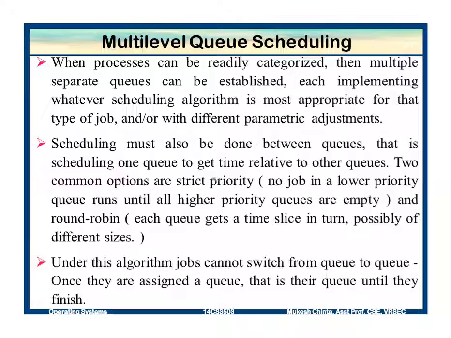Interactive processes are known as foreground processes, and batch processes are known as background processes. These two types of processes have different response time requirements and so may have different scheduling needs. In addition, foreground processes may have priority externally defined over background processes. A multi-level queue scheduling algorithm partitions the ready queue.